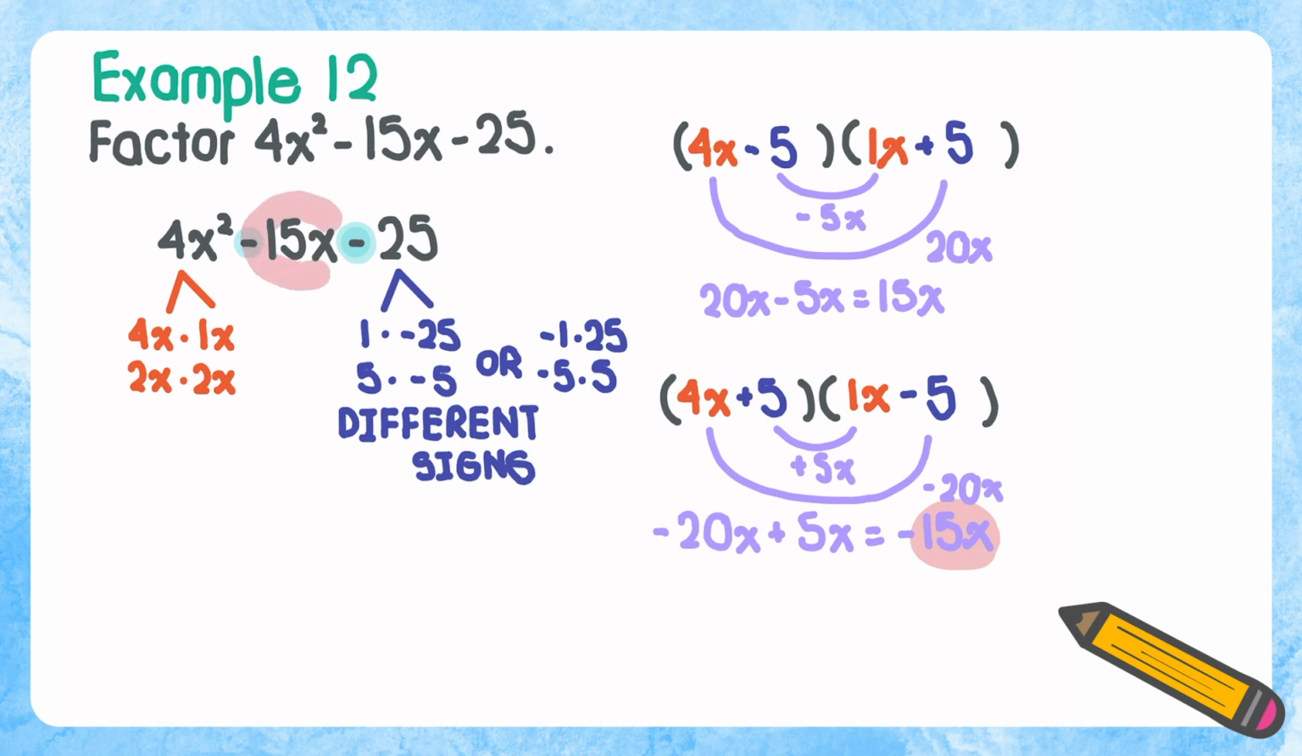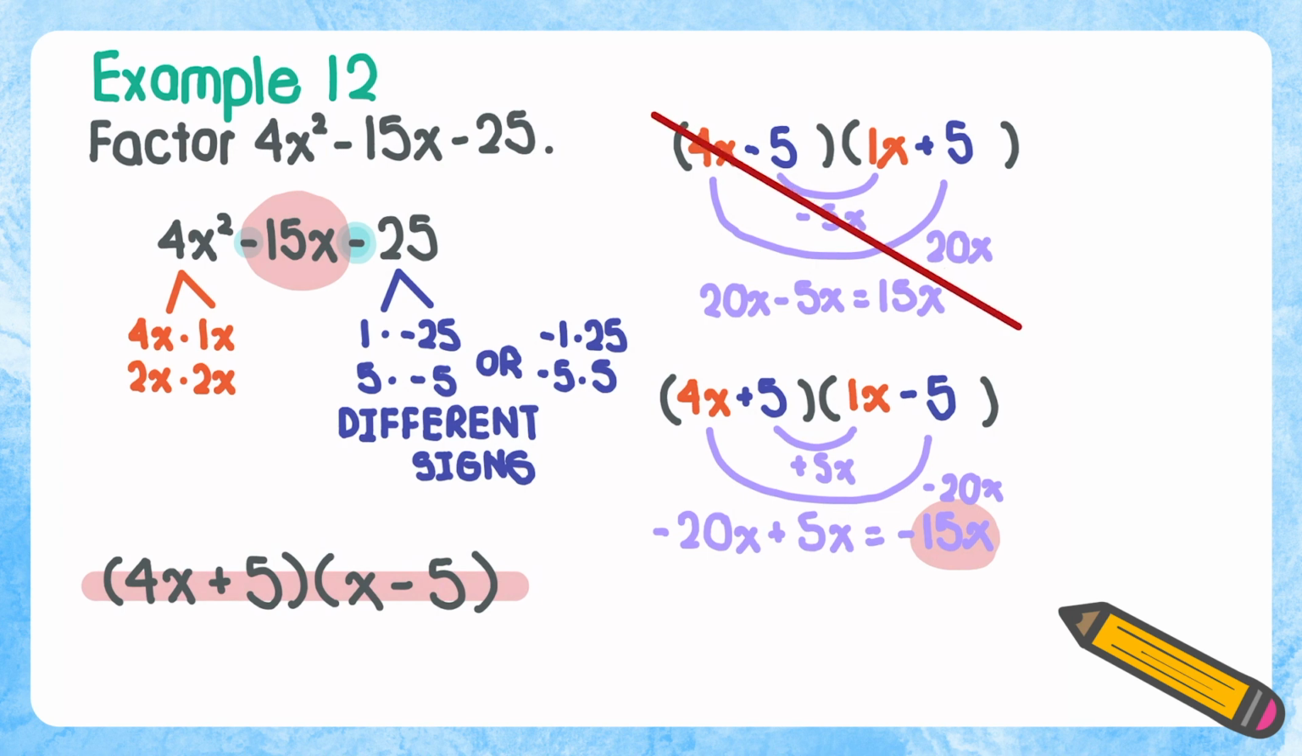So I know I factored correctly, and so let me just rewrite it. I factored it into 4x plus 5 times x minus 5. And let me just cross out this first one we tried out so you guys don't get confused. This one didn't work.